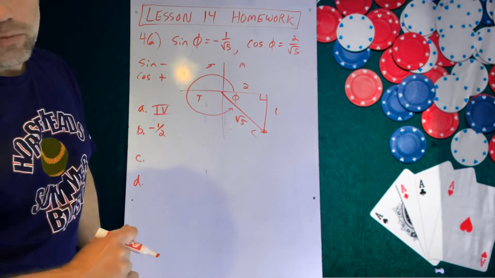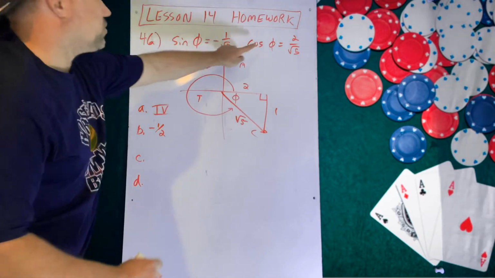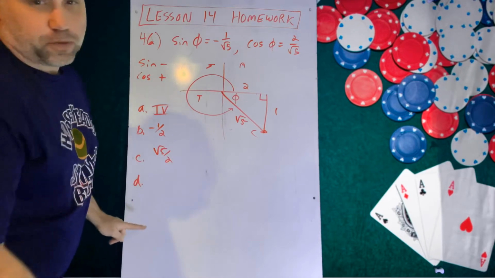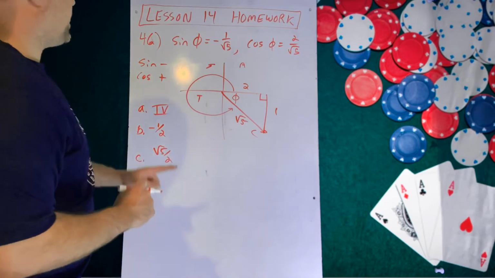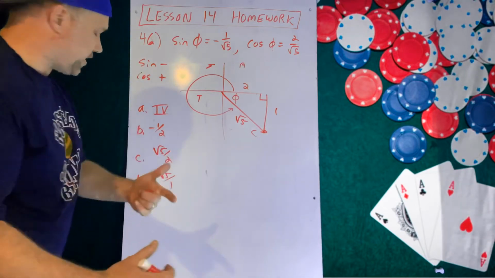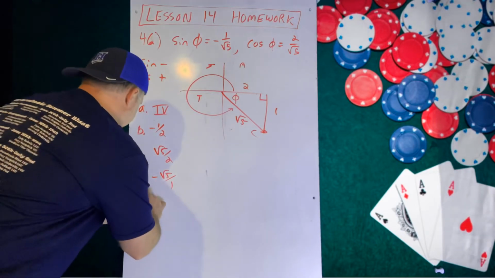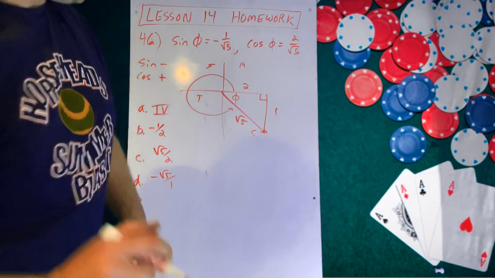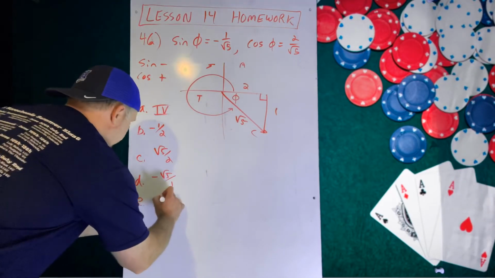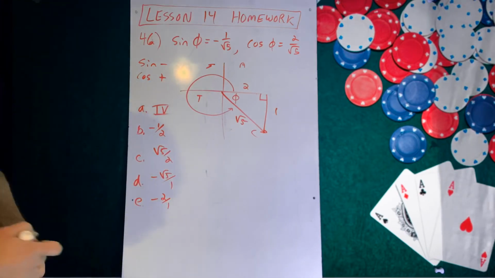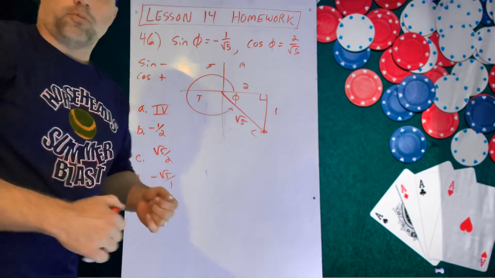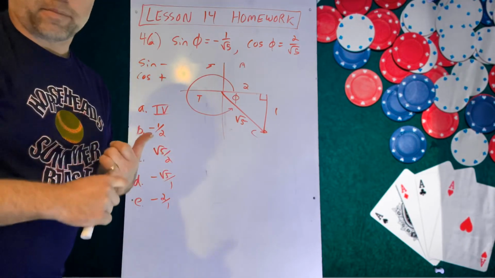Part C was the secant of phi. The secant was this flipped, which we said was radical 5 over 2. Part D was the cosecant, which is that flipped, which we said was negative radical 5 over 1, or just negative radical 5. Part E is going to be the cotangent, which is your tangent answer from B flipped, which would be negative 2 over 1, or just negative 2. All right. So there is number 46. If you need help with 44 or 45, just let me know. I can help you out.